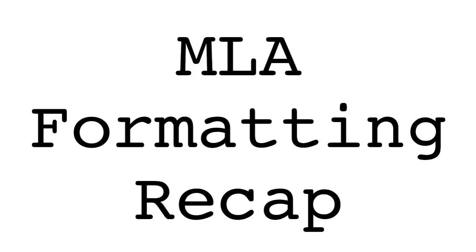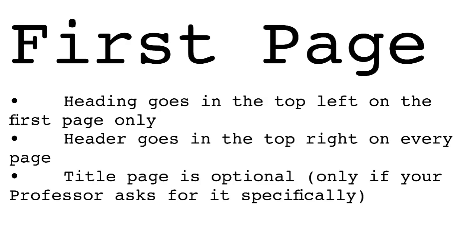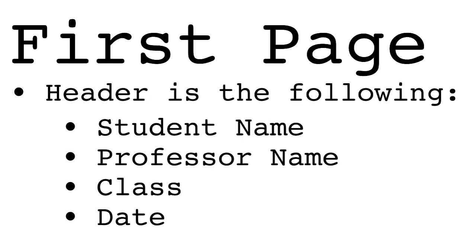So to recap everything that we just went over in the video, on the first page, make sure you have your heading in the top left. That's on the first page only. Header goes top right on every page. And the title page is optional. Ask your professor. On the first page in the header, you have your student name, professor name, class, and date in that order, left aligned at the top left.